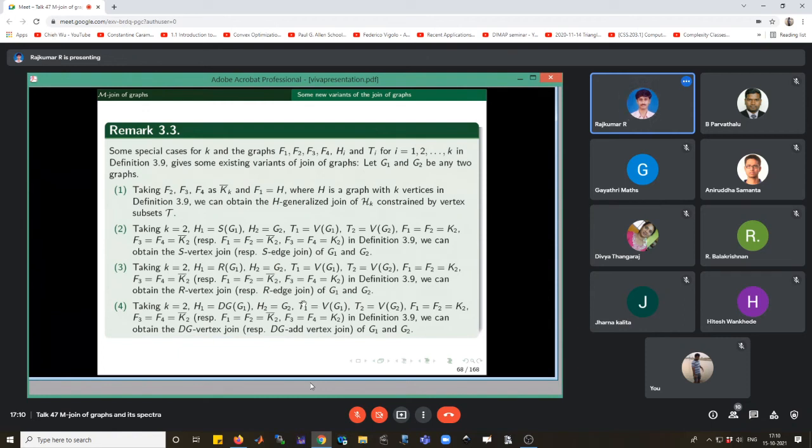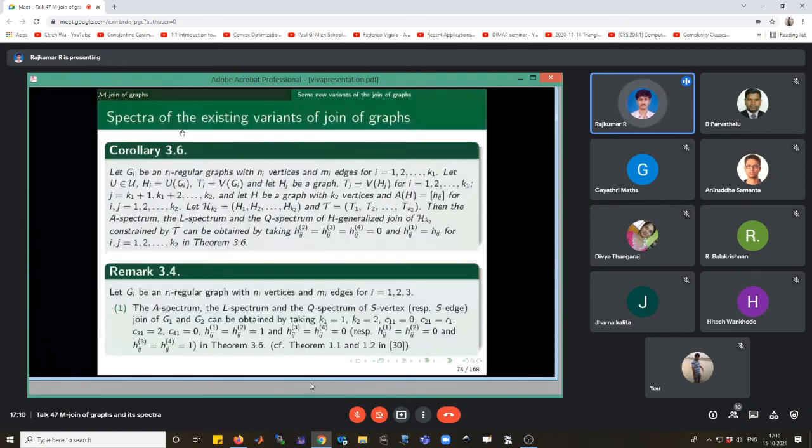And so the spectra of existing variants of join of graphs, these results we have derived from our results by taking particular values in the spectra of the results which we have obtained. So this is the main result.